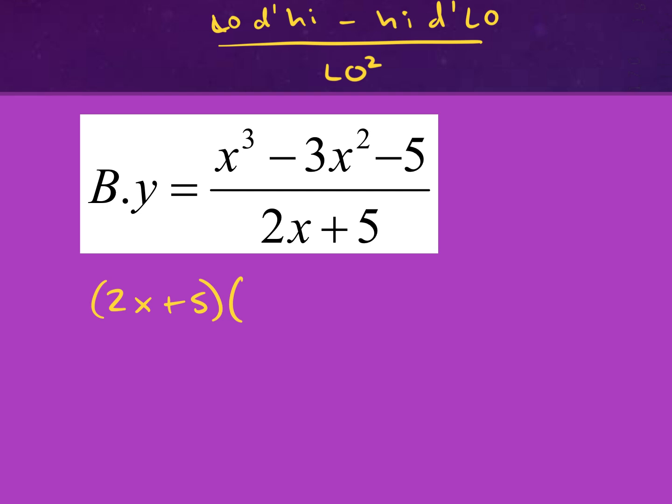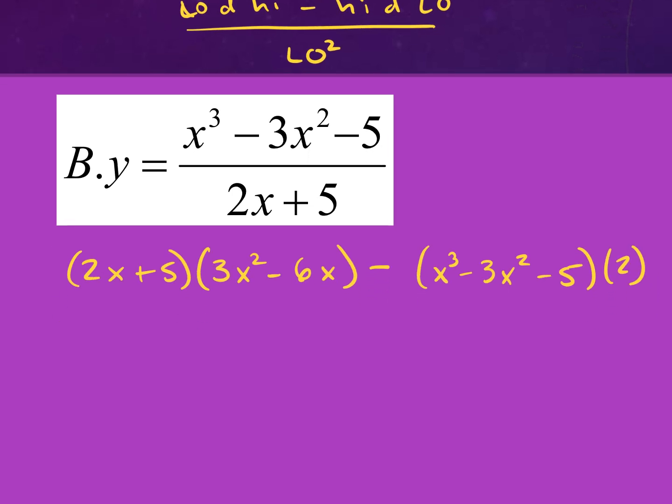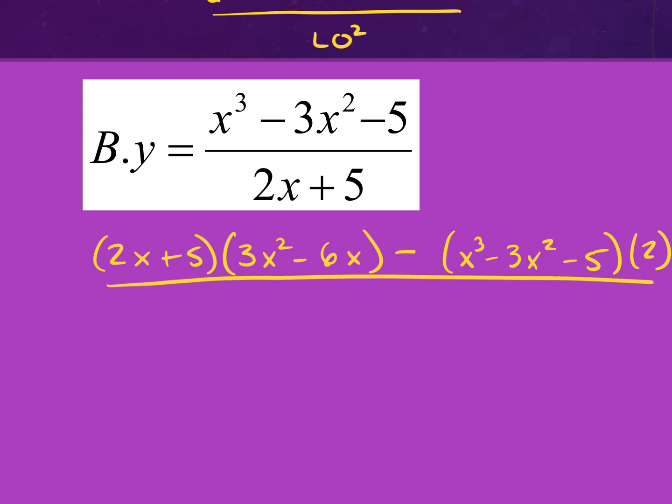What's the derivative of x to the third power minus 3x squared minus 5? 3x squared minus 6x, perfect. Minus high, which is x cubed minus 3x squared minus 5, times the derivative of what's down low. What's the derivative of our denominator? 2. Over low squared. So 2x plus 5 squared.